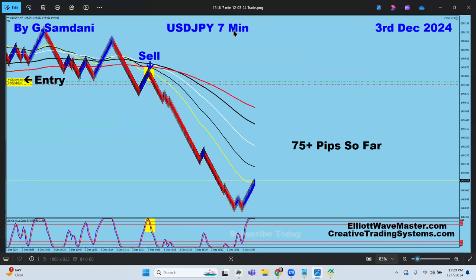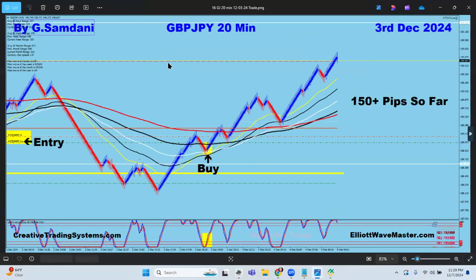On the third, USD yen 7-minute chart going down for 75 pip. Pound yen, beautiful entry taken by the EA on the third, 150 pip.